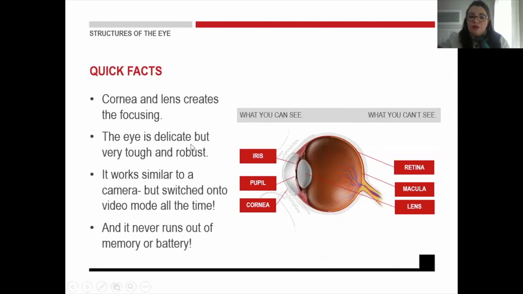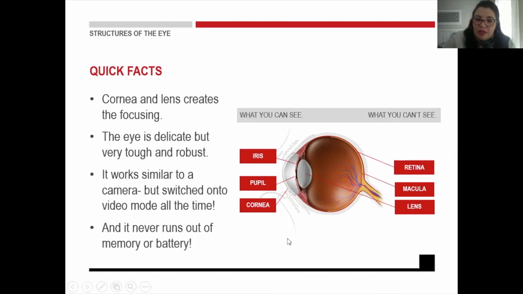So let's go through the structures that we've discussed. In the front of the eye, in the very front, we get the cornea. Behind the cornea, we get the iris. In the middle of the iris is the pupil. At the back of the pupil and the iris is the lens. And at the back of the eye, we get the retina. And in the middle of the retina, we get the macula. And that is where your detailed vision is formed.